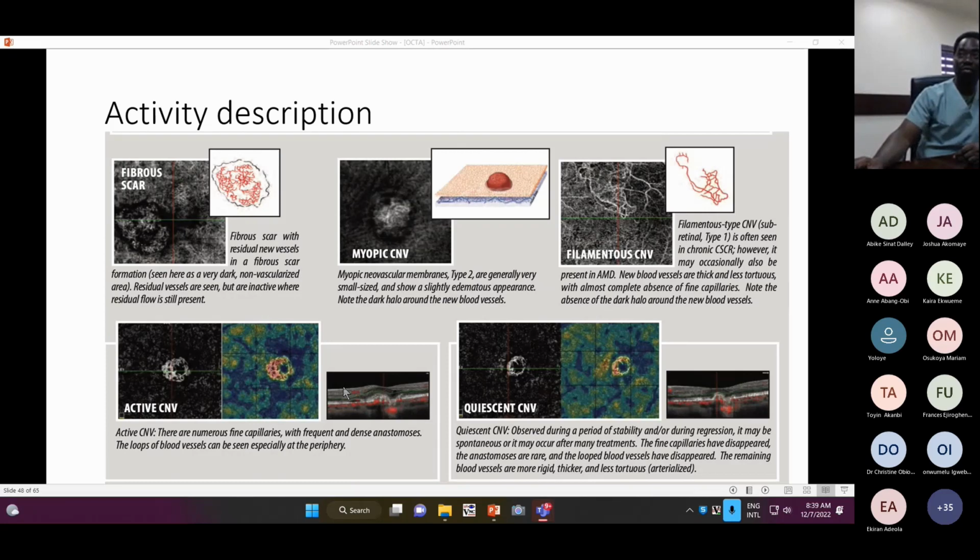Also don't forget that it can form fibrous scars, and choroidal neovascular membranes can happen from other sources, like a myopic choroidal neovascular membrane. This is the filamentous one we talked about. Very importantly, we have to evaluate if that choroidal neovascular membrane is active or inactive. I'll talk about that, and then we look at it. So that is for the basics.